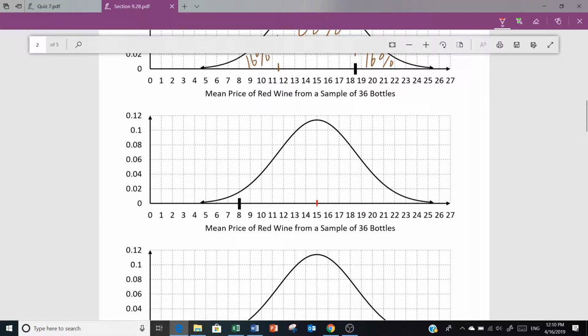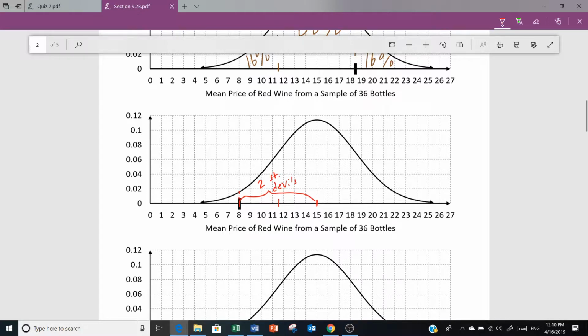2. So 1 standard deviation below is 11.5. Another standard deviation below is 8. So this is 2 standard deviations. So within 2 standard deviations is what percent of the data? 95. Where's the value that's 2 standard deviations above? So 8 would be 2 standard deviations below, and 2 standard deviations above would be 22.